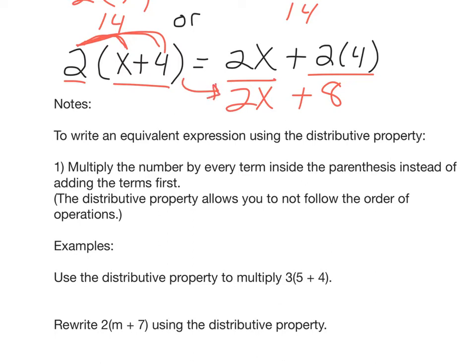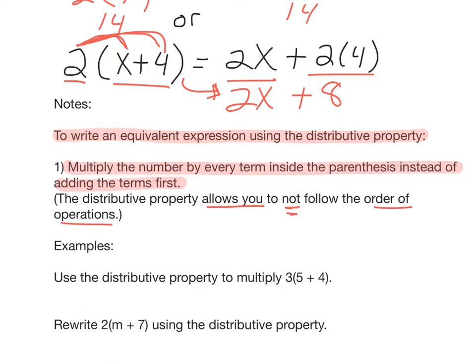Okay, so notes, write these down. To write an equivalent expression using the distributive property, there's only one step. Multiply the number by every term inside the parentheses instead of adding the terms first. Okay, that allows you to not follow the order of operations.